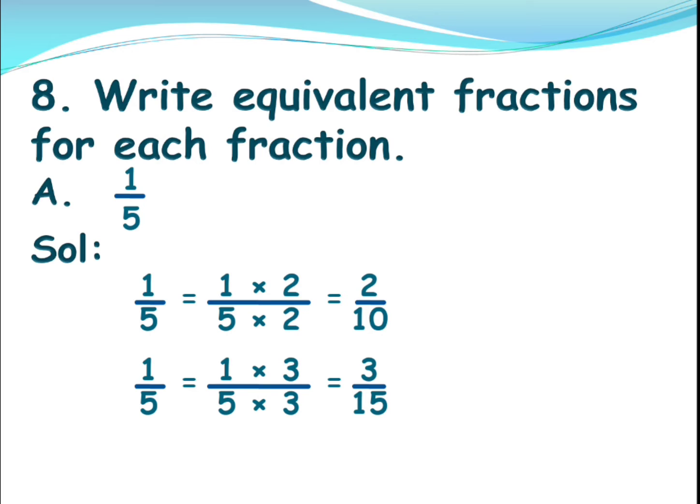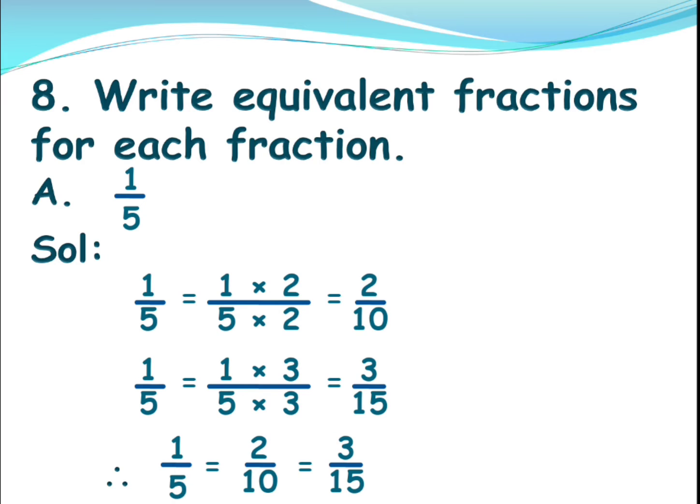Okay, children. So after finding, what you will write: therefore 1 by 5 is equal to 2 by 10. First equivalent fraction is 2 by 10, where we have multiplied with 2 the numerator and denominator, isn't it? So 2 by 10. And 1 by 5 is also equal to 3 by 15. Okay, so the equivalent fractions of 1 by 5 are 2 by 10 and 3 by 15.